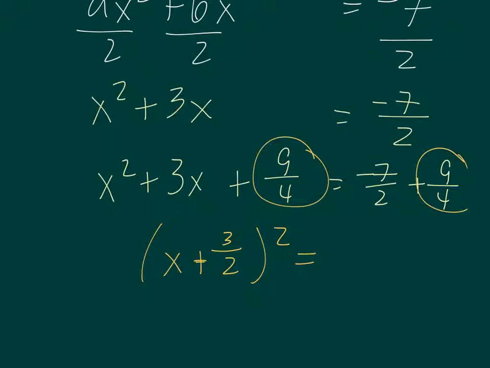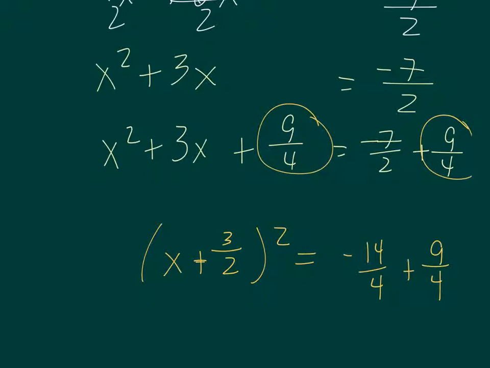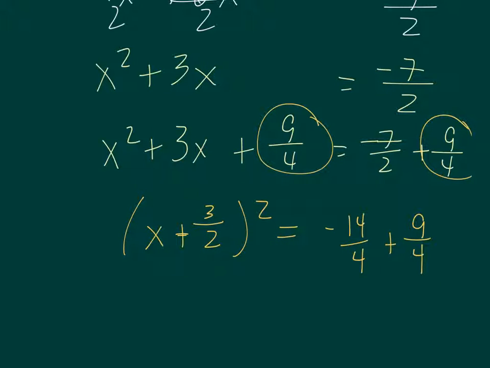Well, we have to combine the right-hand side still. 7 halves, I would think of as 14 fourths. Would you agree? Why would I think of it as 14 fourths instead? To get what? 14 fourths give me a common denominator. So I'm going to end up with negative 5 over 4 on the right-hand side and x plus 3 halves, squared, on the left-hand side.